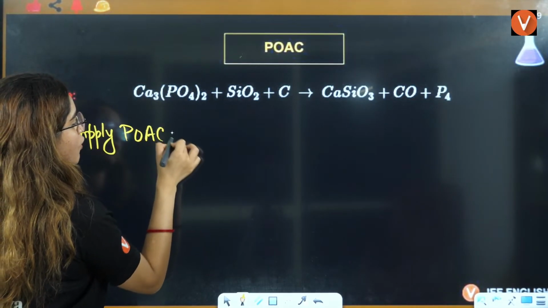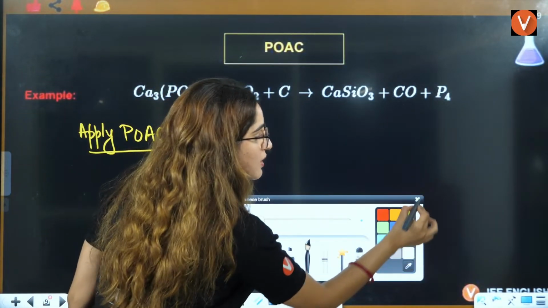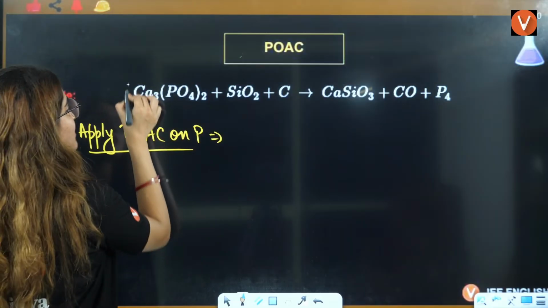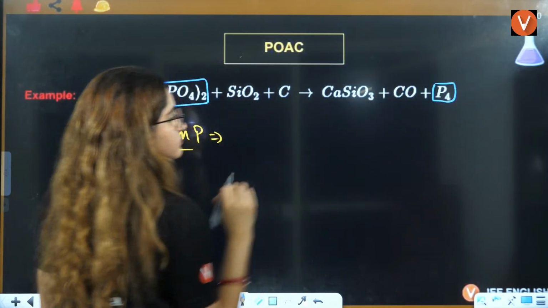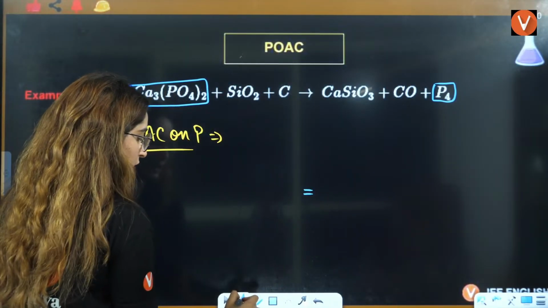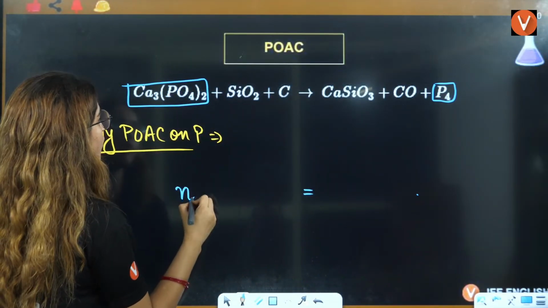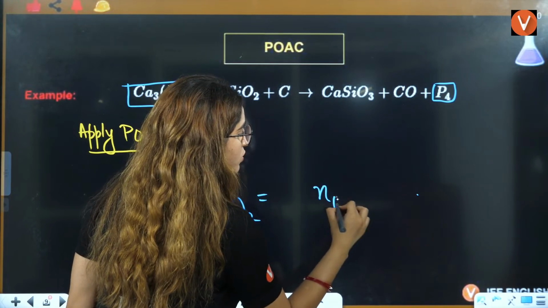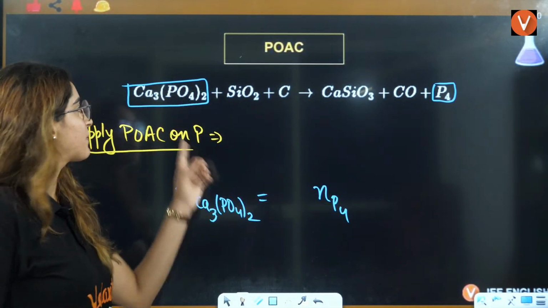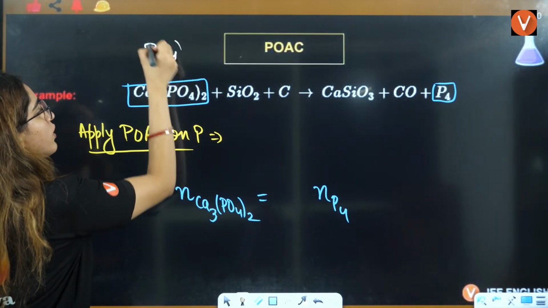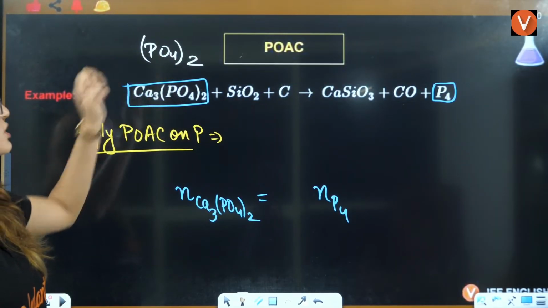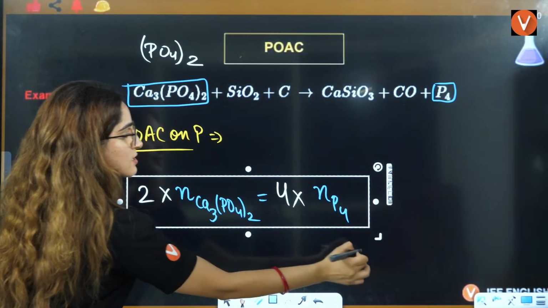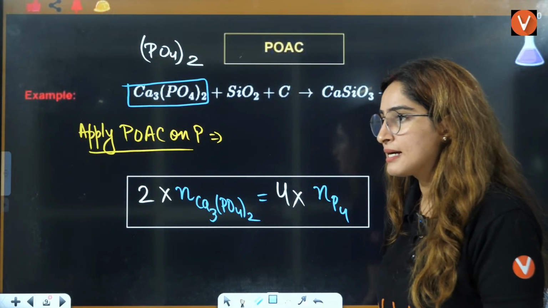Now let's apply POAC on phosphorus. When you have to apply POAC on phosphorus, you have to select the compounds that have phosphorus in it. So phosphorus is present here, phosphorus is present here. Now over here, how do you write? This is simply number of moles of Ca3(PO4)2 equals number of moles of P4. Now how many phosphorus are present here? This is (PO4)2, so 2 phosphorus are present here, so this will be multiplied by 2. Here 4 phosphorus are present, so it will be multiplied by 4, and this is the answer after applying POAC.